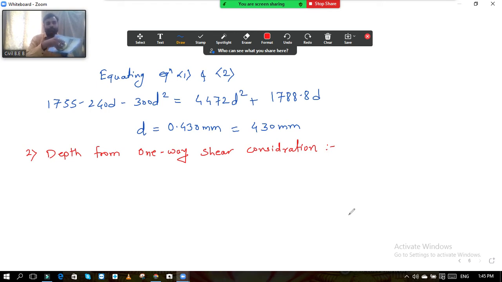But in one way shear, what happens? Now in one way shear, listen carefully. This is your footing. Suppose somewhere here, at the center, your column is there. So from this column, at a certain distance, there will be the crack. From this column, at a distance d, it will break like this.